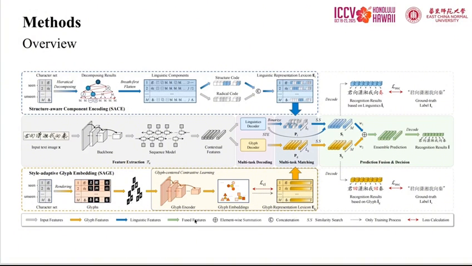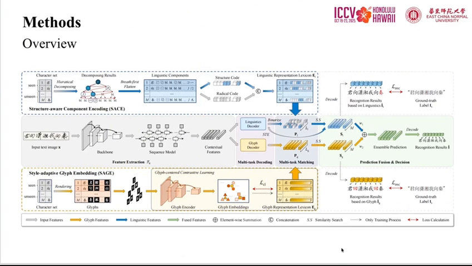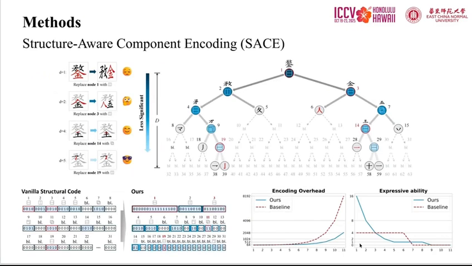Two lightweight decoders then predict a linguistic code and a glyph embedding. Each is matched against its own lexicon, one built from IDS, the other from multi-style glyphs. We fuse the two similarity maps and decode the sequence, with CTC or attention, to obtain the final text. Let me unpack the two representation branches, starting from the linguistic side.